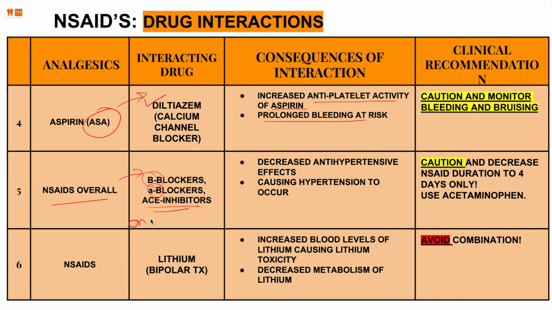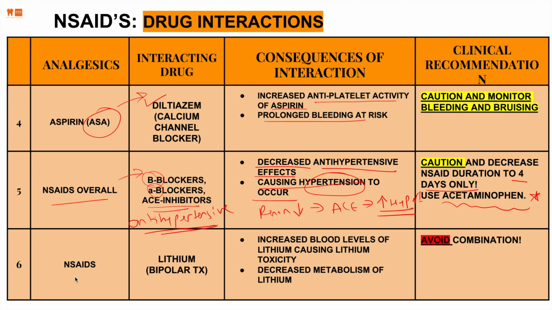This is the antihypertensive class. When these are clubbed, we have a decreased antihypertensive effect, causing hypertension to occur. Now, why is that? Well, remember that all of these ACE inhibitors and beta blockers and so on, they work to reduce the hypertension, right? Antihypertensive. But when the kidney is impaired due to the use of NSAIDs, then renin is produced less, leading to no ACE, leading to increased hypertension. That's how it causes hypertension rather than curing it. So let's just be cautious and decrease the NSAID duration to only 4 days when it comes to hypertension. Instead, let's use acetaminophen.